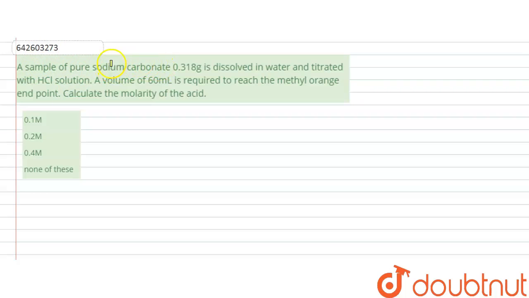Hello students, I am your teacher for this question, and the question is: a sample of pure sodium carbonate, 0.318 gram, is dissolved in water and titrated with the HCl solution. A volume of 60 ml is required to reach the methyl orange endpoint. Calculate the molarity of the acid.